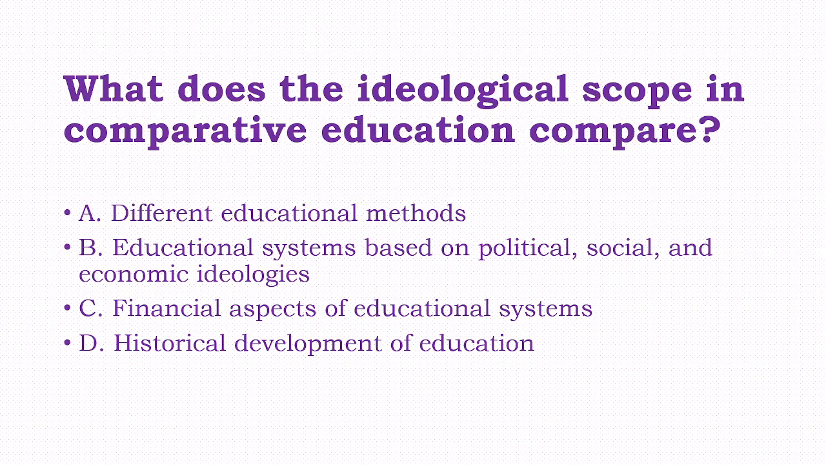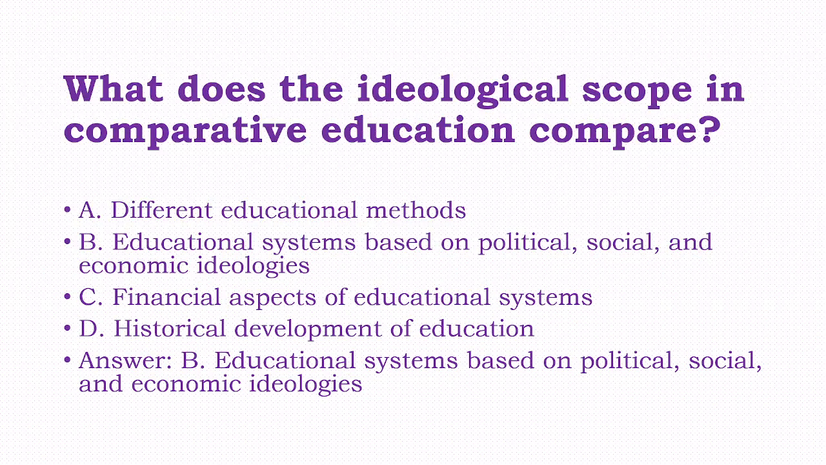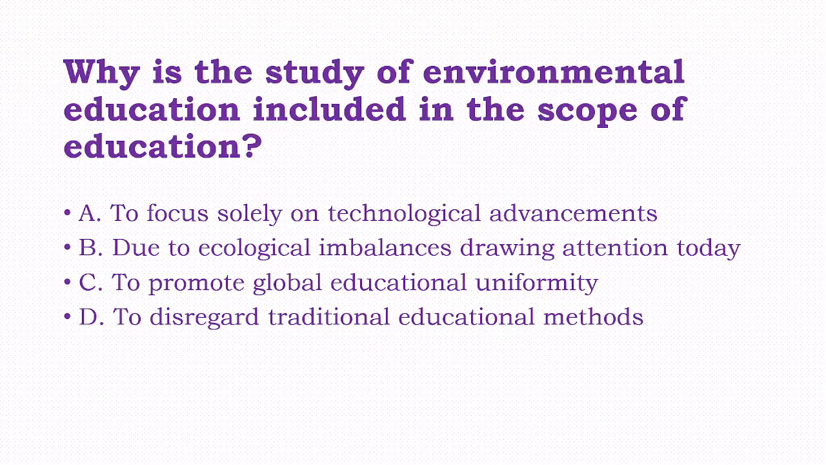Next, what does the ideological scope in comparative education compare? Options: different educational methods, educational systems based on political, social, and economic ideologies, financial aspects of educational systems, historical development of education. The answer to this question is option B, that is educational systems based on political, social, and economic ideologies.